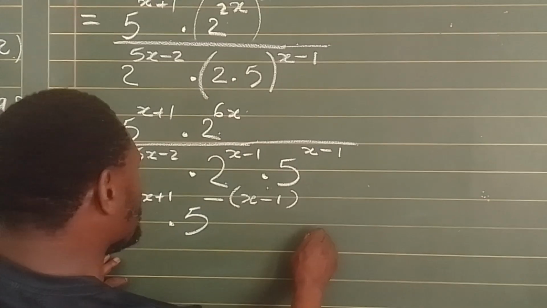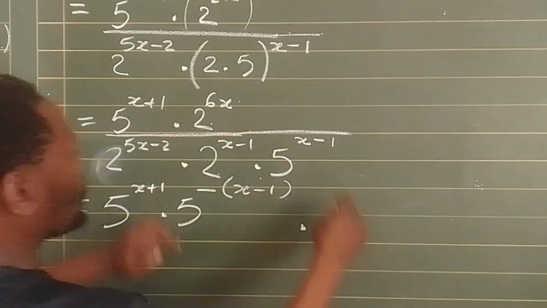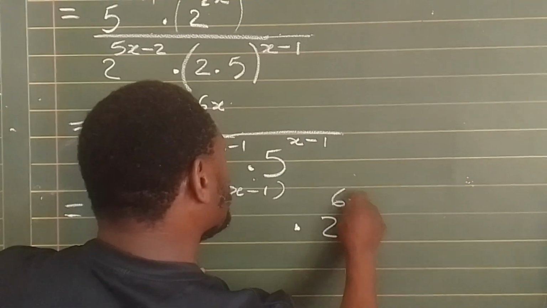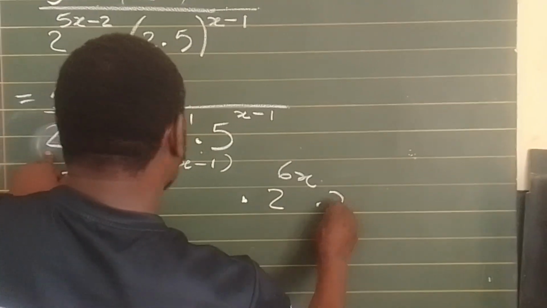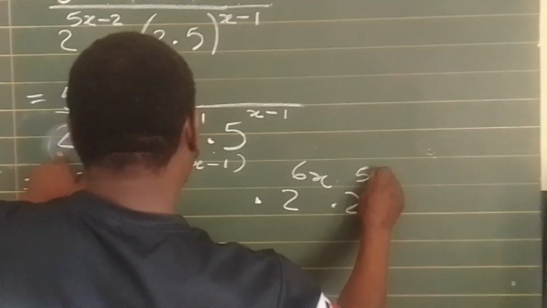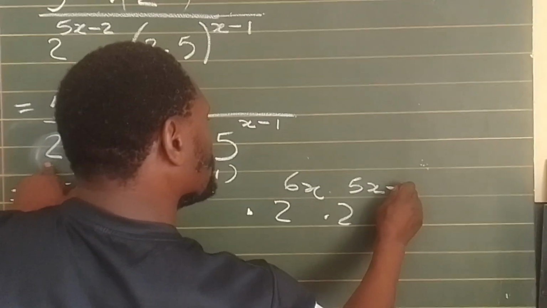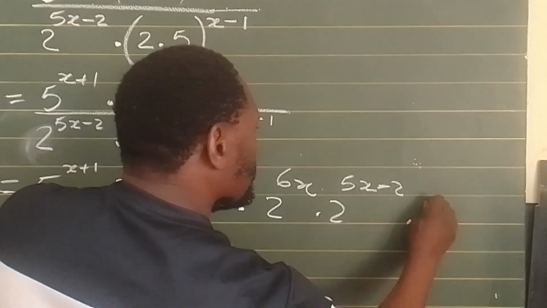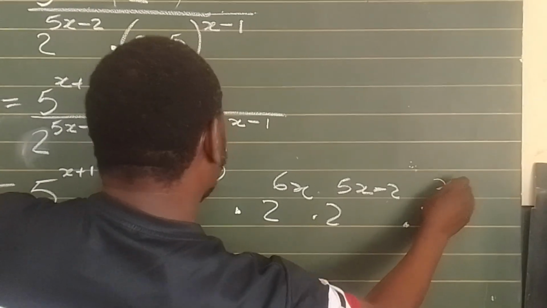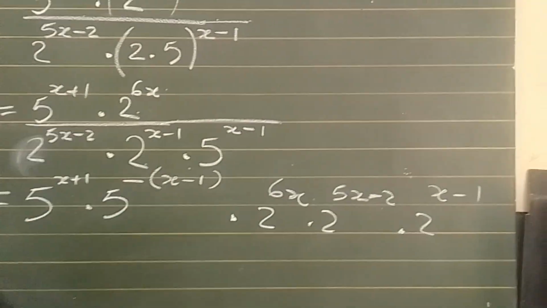You multiply this by 2 to the power 6x. You've got a 2 here, multiplied by 2 to the power 5x minus 2. You multiply this by 2 to the power x minus 1.